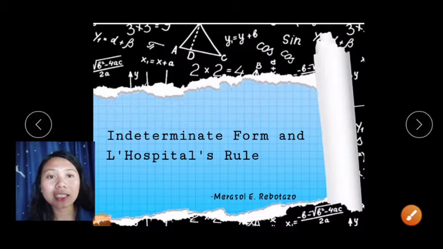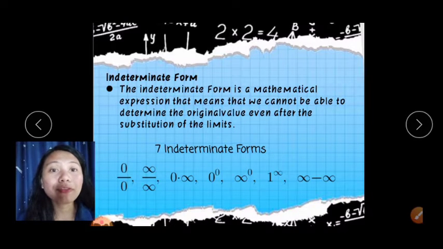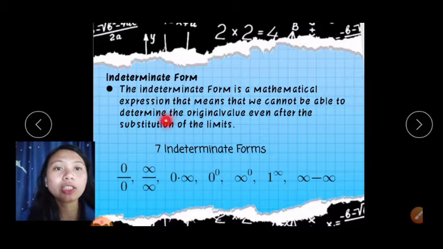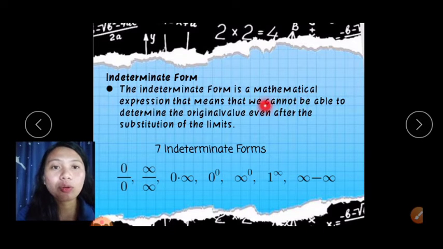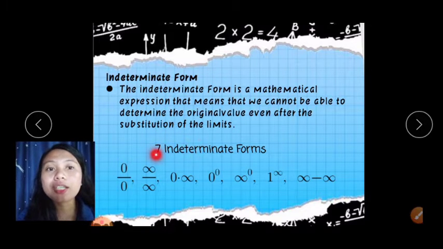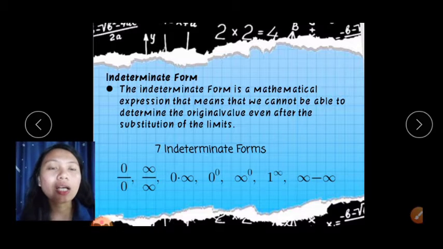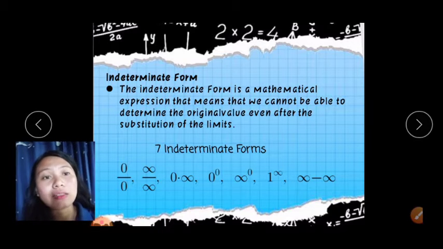The topic for this hour is indeterminate form and L'Hopital's rule. Indeterminate form is a mathematical expression that means that we cannot determine the original value even after the substitution of the limit. There are 7 types of indeterminate forms: 0 over 0, infinity over infinity, 0 times infinity, 0 raised to 0, infinity raised to 0, 1 raised to infinity, and infinity minus infinity. So those are the 7 types of indeterminate forms.